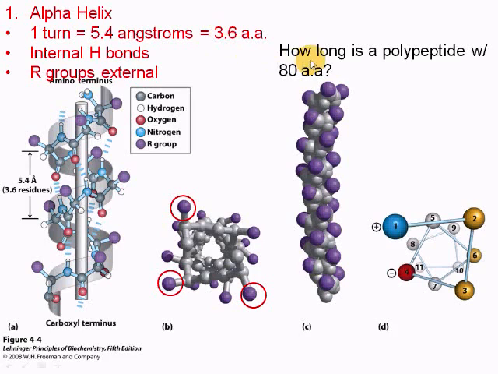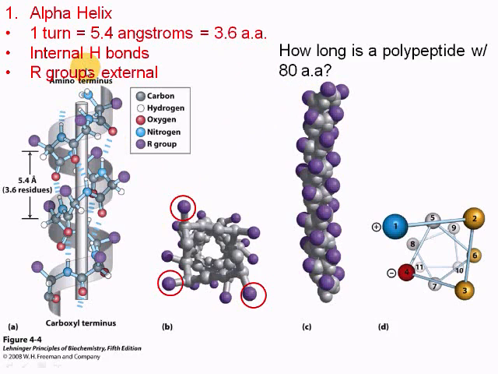And so you could be asked questions on the test such as, how long is a polypeptide with 80 amino acids? So you'll do some dimensional analysis. You'll take 80 amino acids, that's on top, and you want amino acids to be on the bottom when you're multiplying. So 3.6 amino acids would go down here, and then on top you'd have 5.4 angstroms. So you take 80 times 5.4 divided by 3.6.